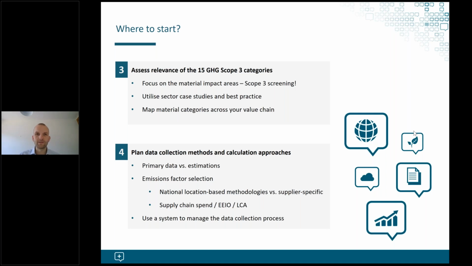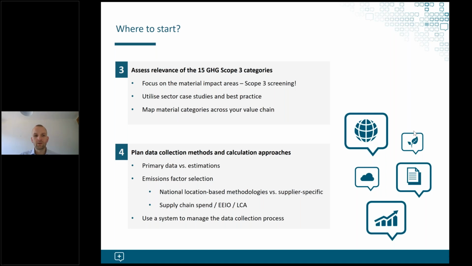This point on emission factors is a whole topic within itself, and we're not going to go into too much more detail on this here today, but please do reach out if you want to discuss this further and have any questions. And also use the resources I mentioned earlier in this area, because there's definitely some very useful content on that whole side of things. And then the last point there is to use a system to fully manage the data collection process.